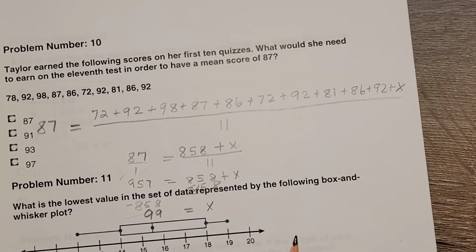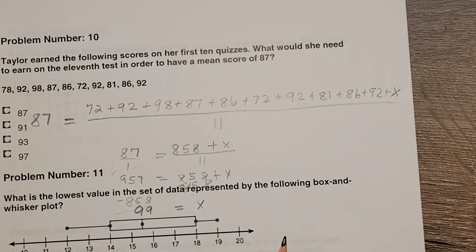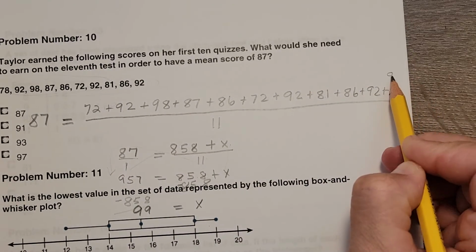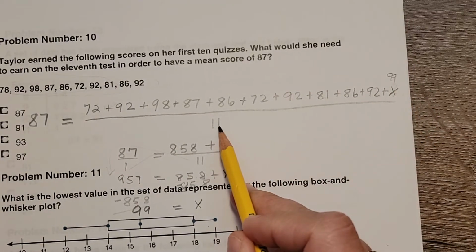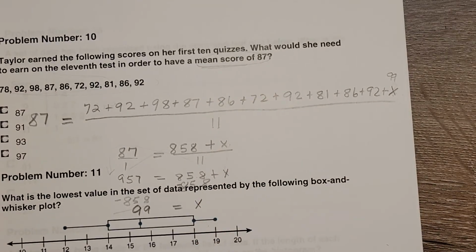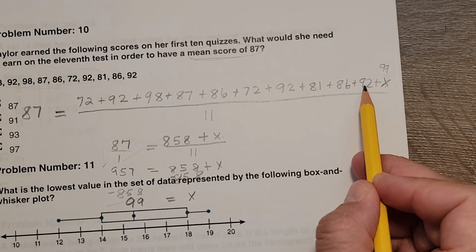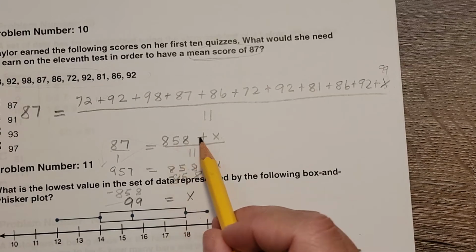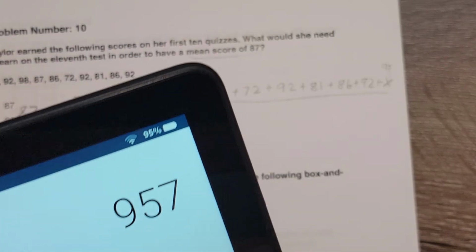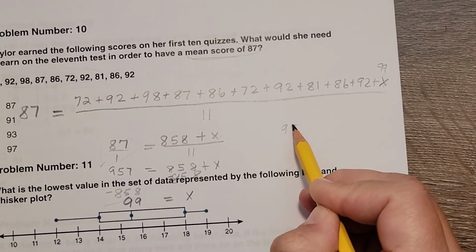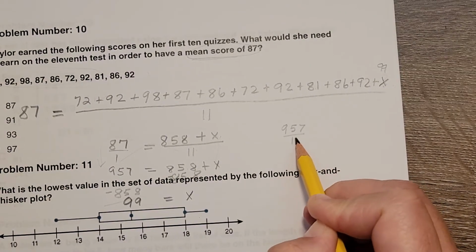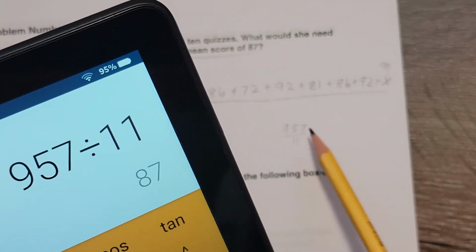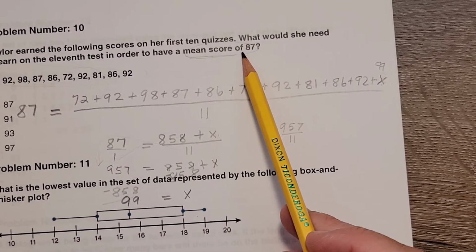Now it looks like we have a problem on the study guide because there's no 99. So let's check our work and make sure we have the right answer. If we added all these and changed this to a 99 and then divided it by 11, would it give us a mean score of 87? Since we've already added all these other numbers and got 858, all we really need to add is 858 plus 99. That gives us 957 divided by 11. And 957 divided by 11 is 87, which is what we're wanting to get.